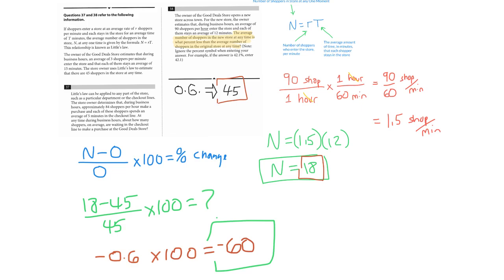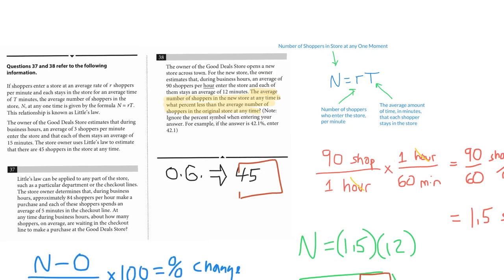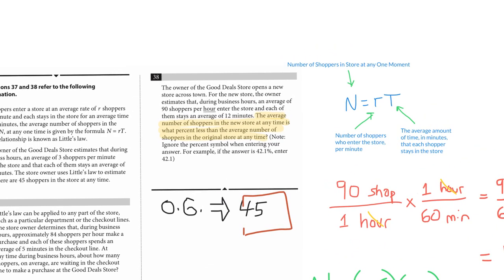Now, let's see, in the actual problem, so negative 60 is, in a way, the answer. You could say 60% decrease, at least. Let's see what they asked for specifically. The average number of shoppers in the new store at any time is what percent less. So they're already taking into account that it's less, right? So they're asking, what percent less is it? Well, the answer is 60. It's 60% less. Okay, that's what we just discovered. All right, so that is the answer to that one.